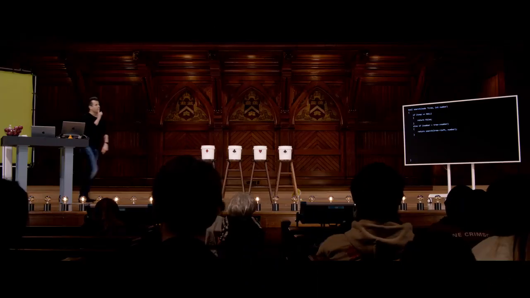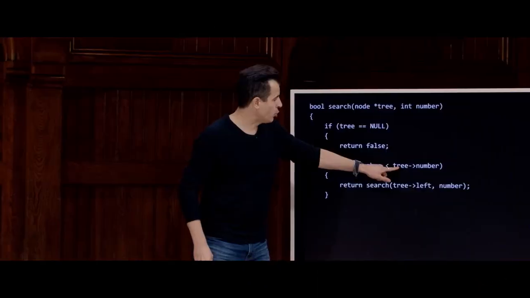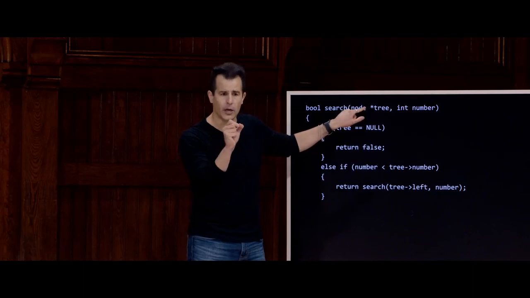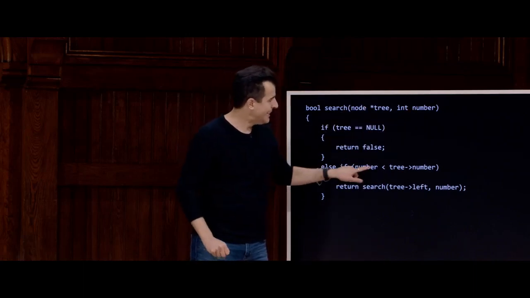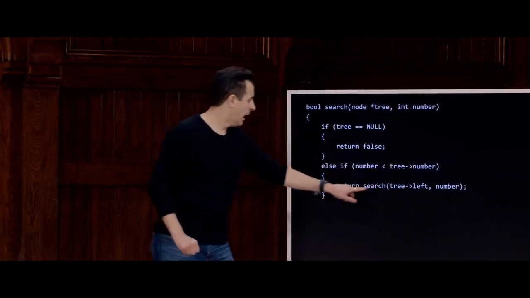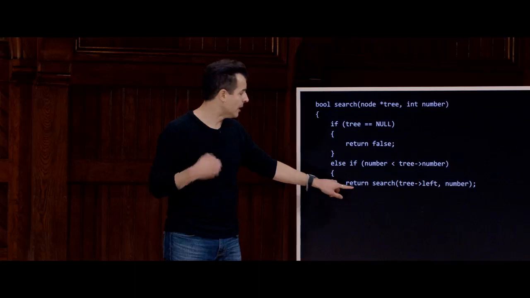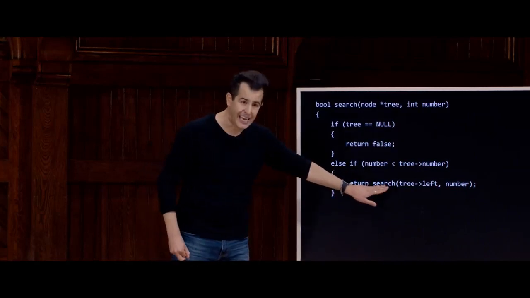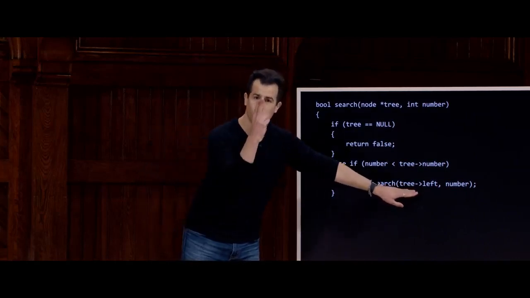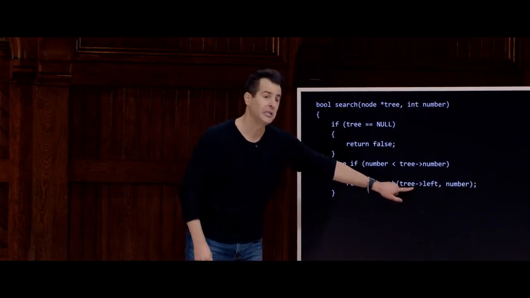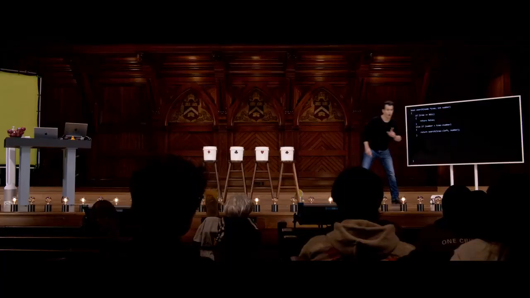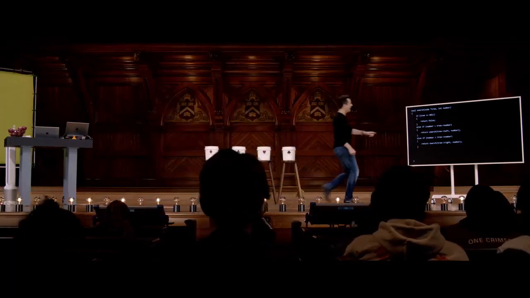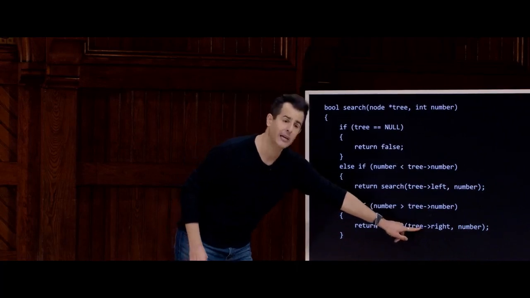Well, what else might be the case? Well, if the number I'm looking for is less than the tree's own number, and now recall that tree is a node star, so even though I'm calling it a tree, it's really the current node that's been passed in. So if the number I'm looking for is less than the current node's number, then I must know that the number I'm looking for is to the left, so to speak. So how can I solve that? Well, this is where the magic of recursion comes in. Just return whatever the answer is to calling search again, but on a subtree, if you will. This is the sort of equivalent of snipping off half of the tree. Pass in the left subtree, if you will, with the same number. Else, if the number you're looking for isn't less than the current node's number, but greater than, snip off the other subtree instead and just return whatever search says it finds in the right subtree here.